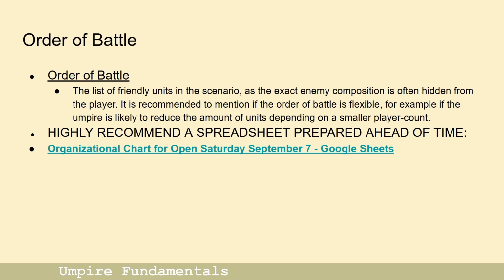Another thing that can be difficult, and this is the part I hate the most about umpiring, is order of battle research and then communicating that order of battle to players. The research portion is just very tedious. It's very detail oriented, and I personally hate it, but it is also very, very important. Having an accurate order of battle if you're doing a historical game is really important.